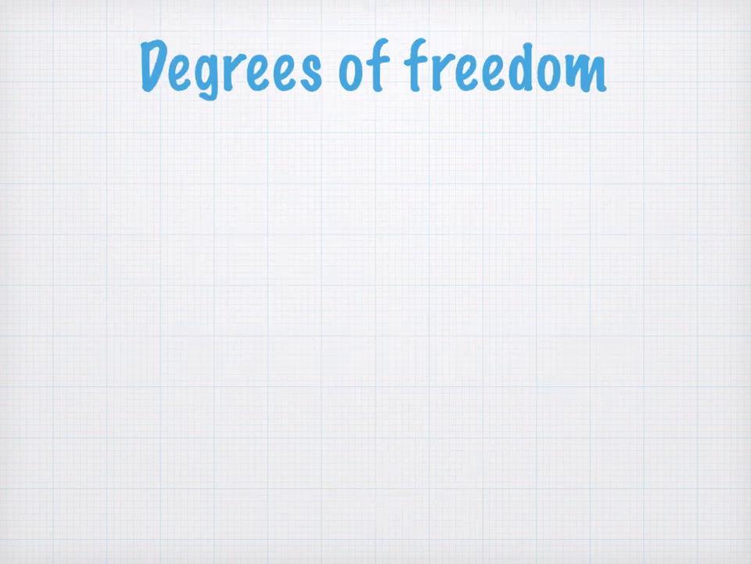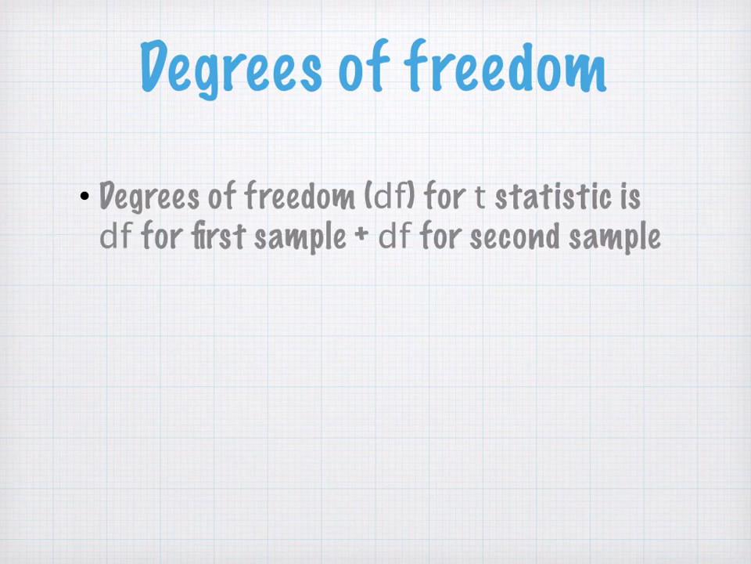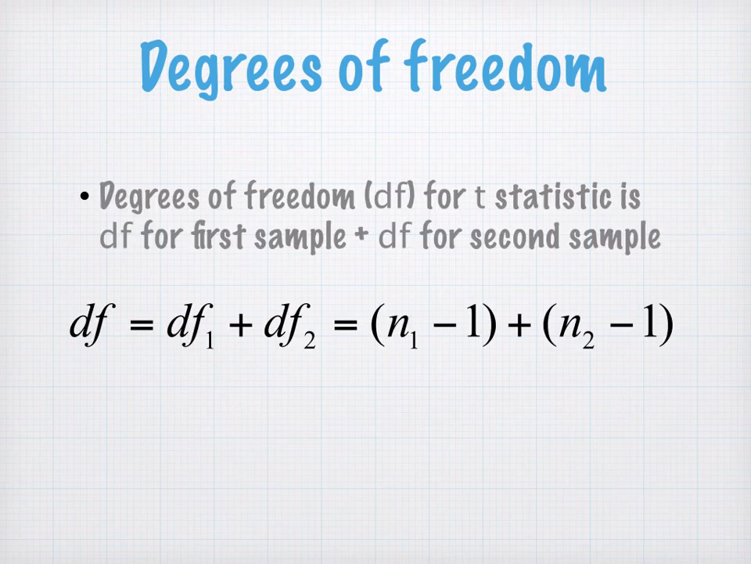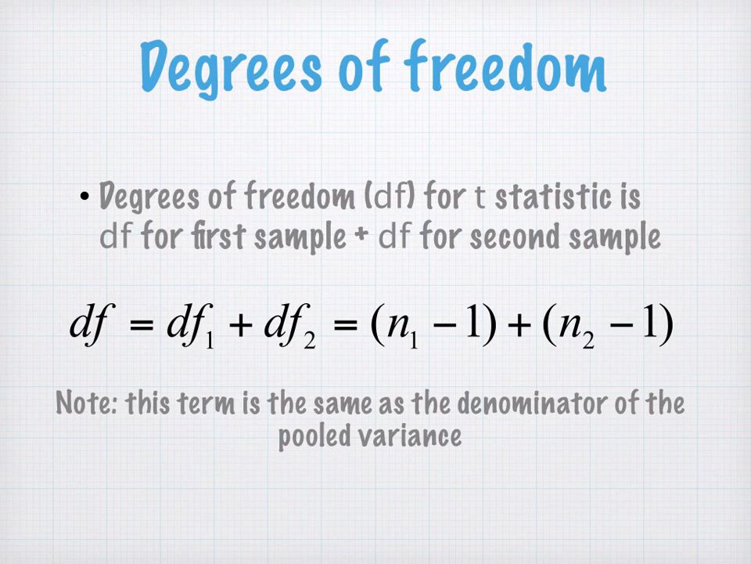Degrees of freedom, it's still that same basic formula, but because we're doing two groups, it looks a little bit more complicated. So what we'll do is we'll take the degrees of freedom for the first group plus the degrees of freedom for the second group. We'll add those together, and that's our total degrees of freedom. And if you notice, this is the same as the denominator for the pooled variance. So it ends up being the exact same thing, degrees of freedom 1 plus degrees of freedom 2.